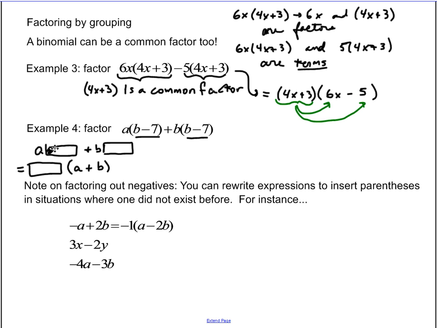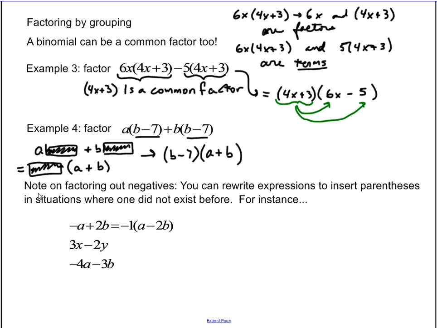Right? So whatever quantity this thing happens to be, it's the same for both. And so we take that common factor out. The only difference is that in this case, the quantity happens to be b minus 7. So b minus 7 would be the common factor multiplied by a plus b to give us a times b minus 7 plus b times b minus 7.